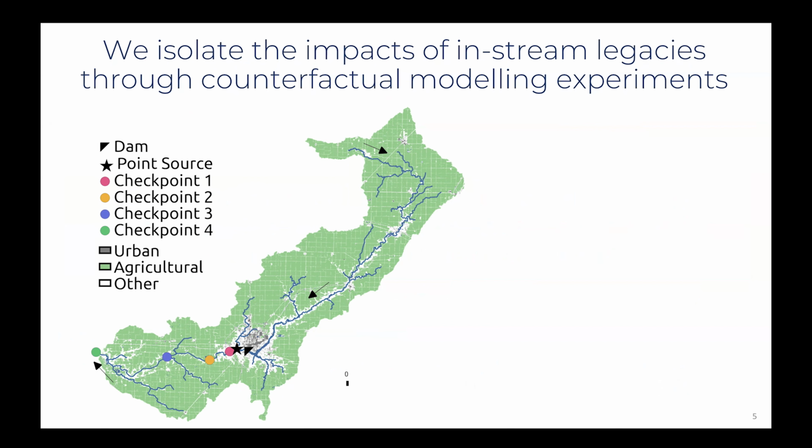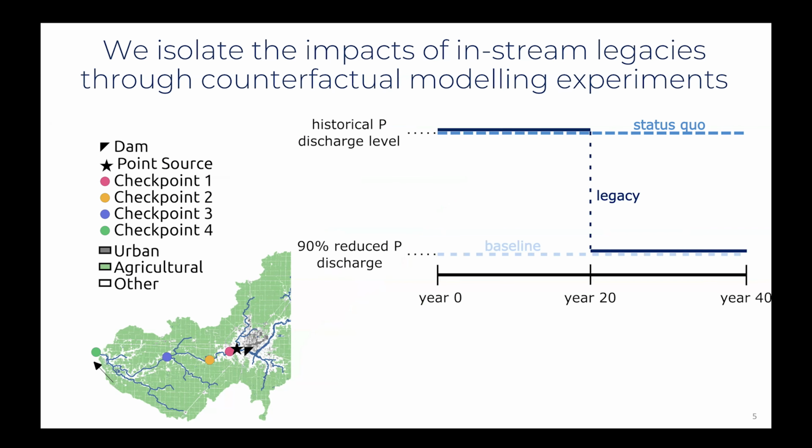But the sanitary district is also preparing to remove over 90% of the phosphorus from its discharge in order to meet new forthcoming regulations from the Illinois EPA. And so we used our extended model to evaluate how in-stream phosphorus legacies would cascade downstream after the remediation of this point source. And to isolate the impacts of in-stream legacies from other phosphorus sources, we designed 3 counterfactual modeling experiments.